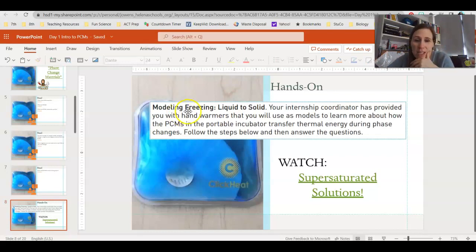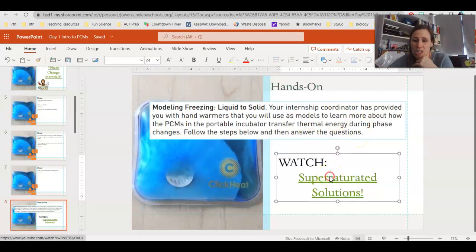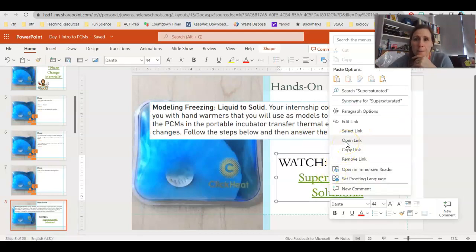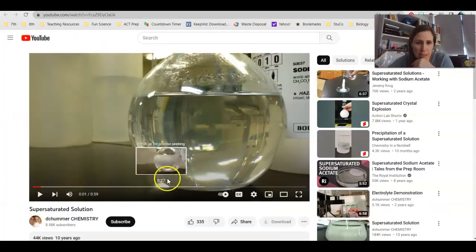So, modeling freezing, liquid to solid: your internship coordinator has provided you with hand warmers that you will use as models to learn more about how the PCMs and the portable incubator transfer thermal energy during phase changes. Follow the steps below and then answer the questions. So the first thing I want you guys to watch is this supersaturated solution. It looks like this. Okay, you guys will start out with this little round bottom flask.